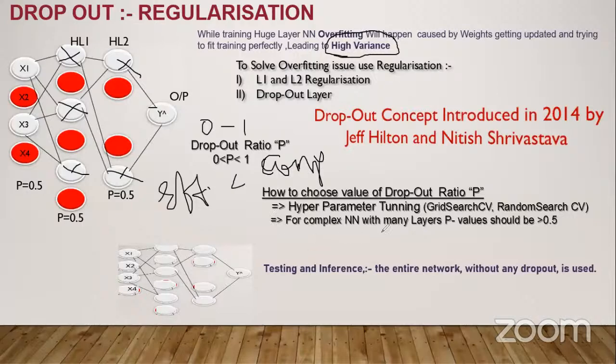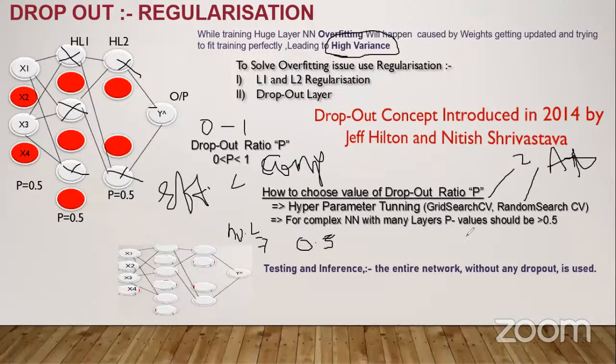One, whenever the number of layers is very high, always try to keep your dropout ratio somewhere between 0.5 and above. That is one thumb rule. The second, more scientific way is using these two algorithms: grid search CV, where CV means cross validation. These are the two algorithms which are available.